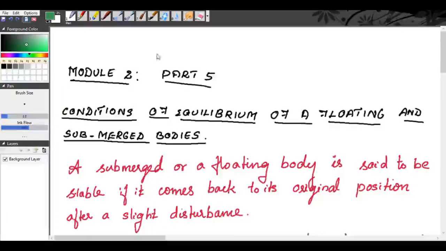Welcome everybody. So today we are in our fifth class for module 2. Today in our class we are going to see the conditions of equilibrium of floating and submerged bodies.